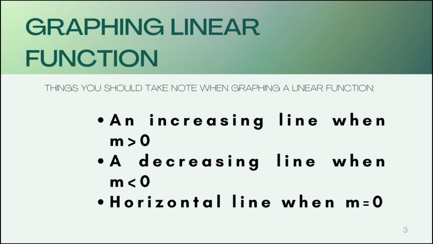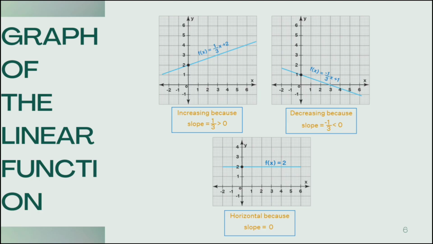There are also things that you should take note of when graphing a linear function. An increasing line when m is greater than 0. A decreasing line when m is less than 0. A horizontal line when m equals 0. Moving on, the graphs of linear functions. The first graph is increasing because the slope 1/3 is greater than 0. The next one is decreasing because the slope is negative 1/3, which is less than 0. And the last is horizontal because the slope is equal to 0.